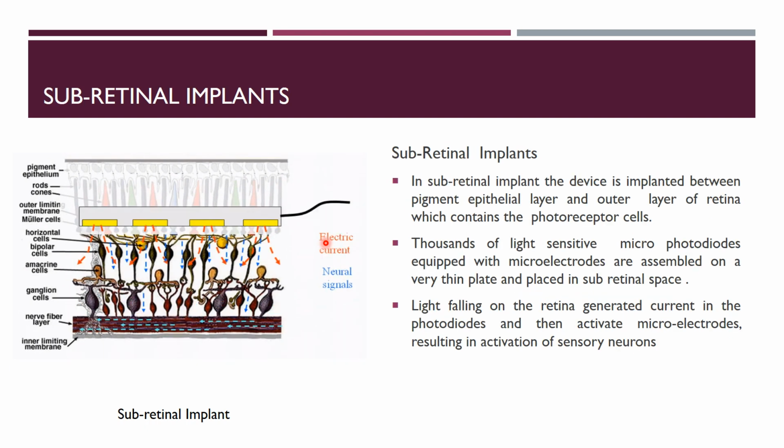The second type of retinal implants is the subretinal implants. In the subretinal implants, the device is implanted between the pigment epithelial layer, which is here, and the outermost layer of the retina, which contains the photoreceptor cells. Thousands of light-sensitive microphotodiodes equipped with microelectrodes are assembled on a very thin plate in the subretinal space. So the light falling on the retina generates a current in the photodiodes and then activates the electrodes, resulting in activation of sensory neurons.